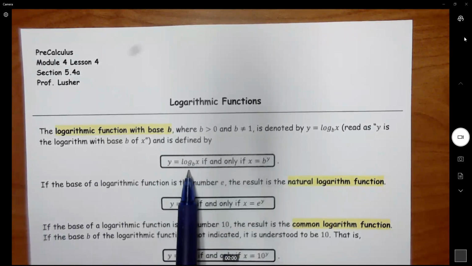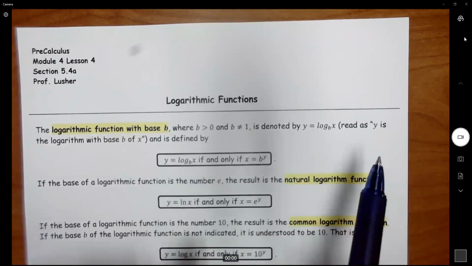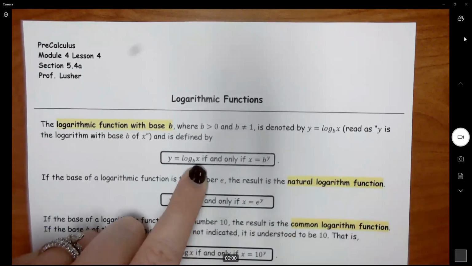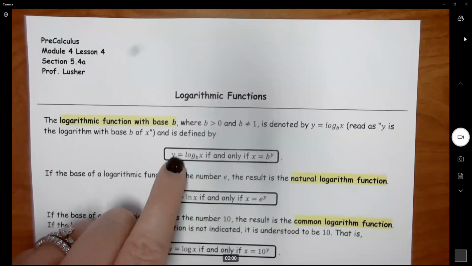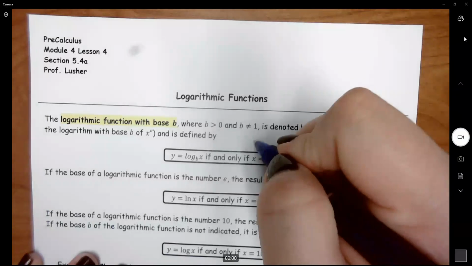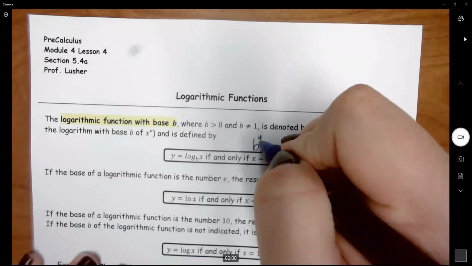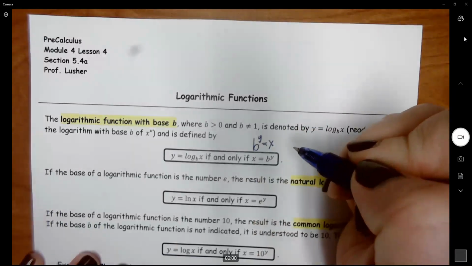So if you notice here, if we start with this one, and I'm rewriting it here, your big number is going to be equal to your base to your equal sign. And I actually usually write these backwards, where I will do base b to the y power equals x, right? Those are equivalent.